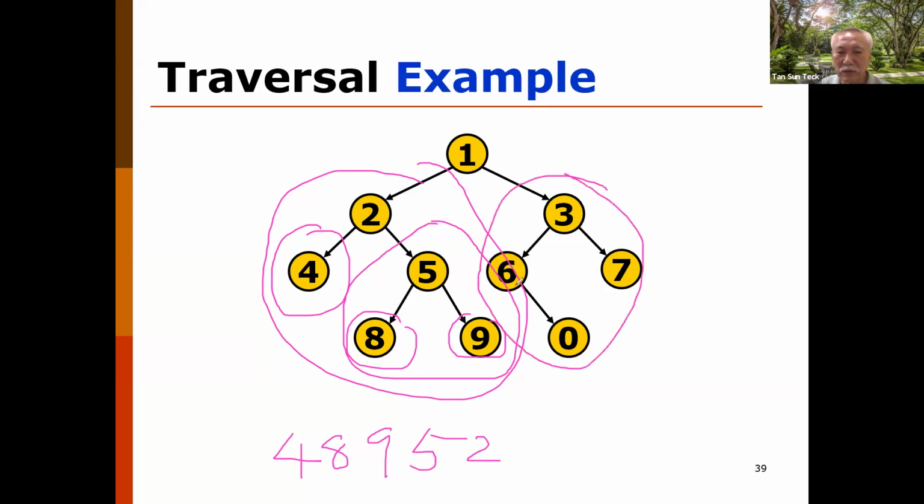So I go down, 6 has what they call a right subtree, so I have to traverse the 0 first, and then I go to 6, and then I have to go to the 7 before I go to 3. So now I finish the left subtree, I finish the right subtree, I traverse the root node. So I should get this. Okay, let's see whether we are correct.